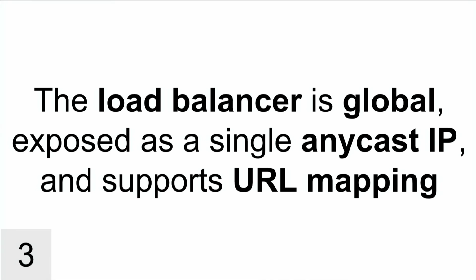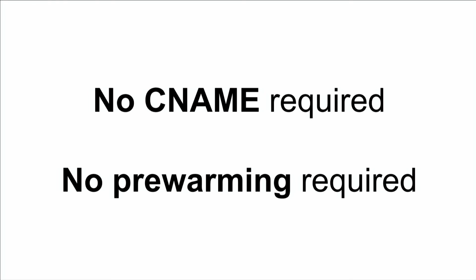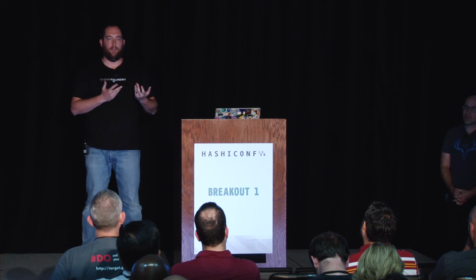Third and final bit, the load balancer is global. So when you provision a load balancer on Google Compute Engine, you're actually provisioning configuration into our software-defined network, or Andromeda. So you get an anycast static IP address. It's one address, that is your load balancer everywhere in the world, and the load balancer supports URL mapping. So there's no CNAME required. You can use A records for the load balancer. There's no pre-warming required, so it's not a VM or a scaled VM. It is literally part of the network fabric that Google runs globally.